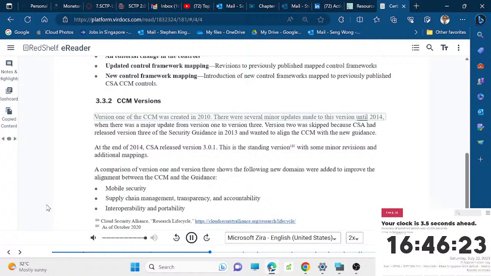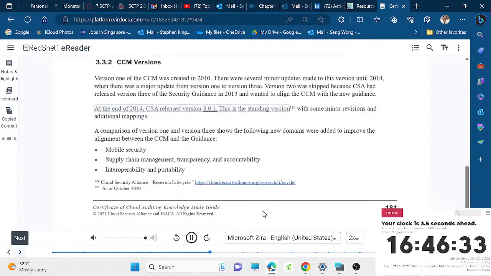There were several minor updates made to this version until 2014, when there was a major update from version 1 to version 3. Version 2 was skipped because CSA had released version 3 of the Security Guidance in 2013 and wanted to align the CCM with the new guidance. At the end of 2014, CSA released version 3.0.1.